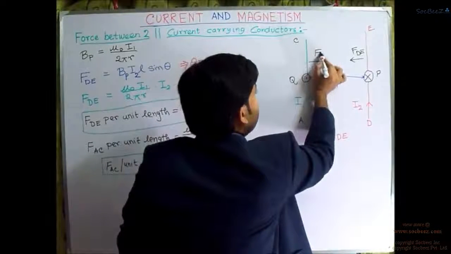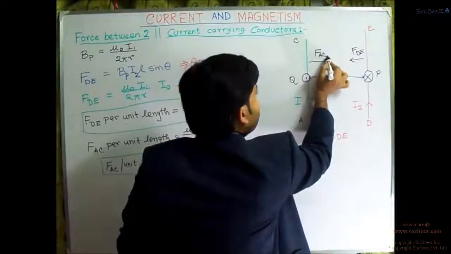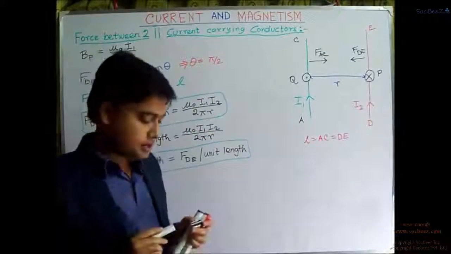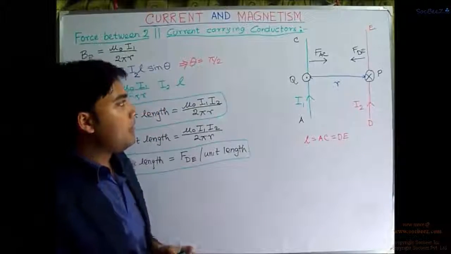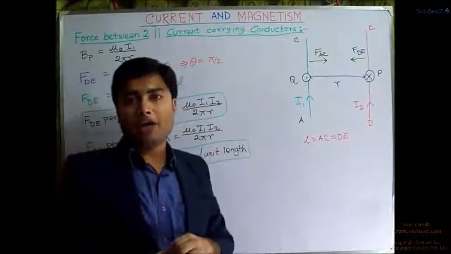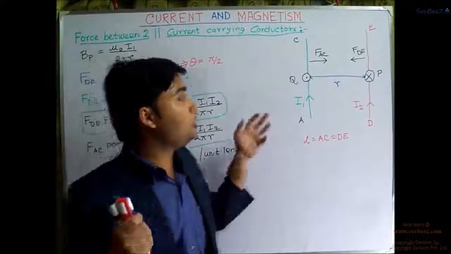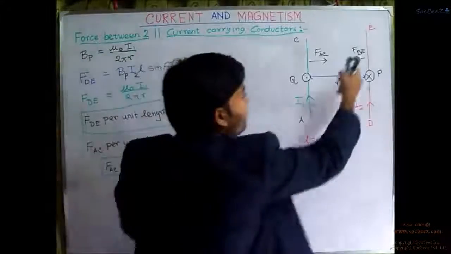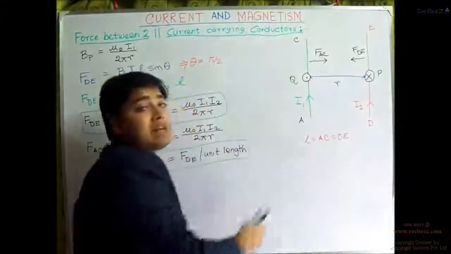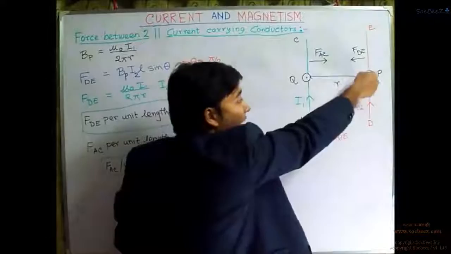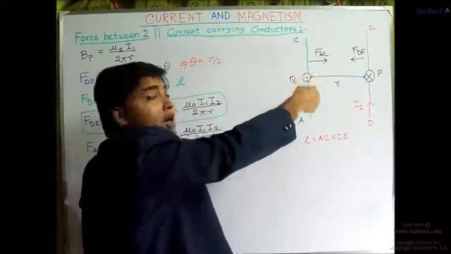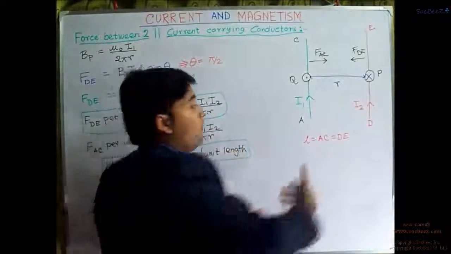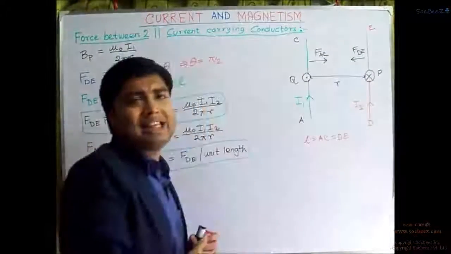So this will be the direction of the force FAC. Now closely observe that FAC and FDE are going and meeting towards a point, which means that this FDE, which was exerted due to this I, is going to attract this DE. And again, this GE piece of conducting wire is going to attract this AC.